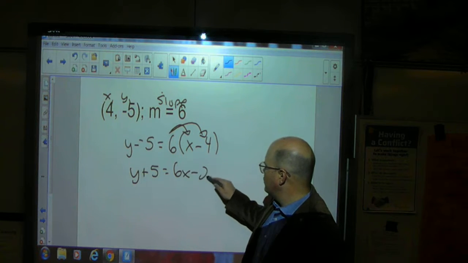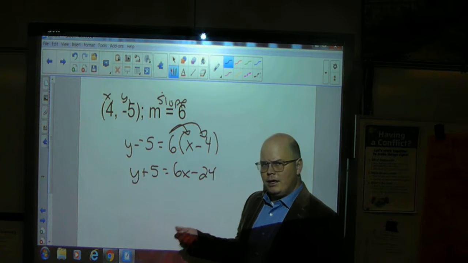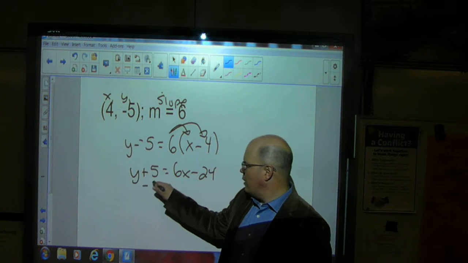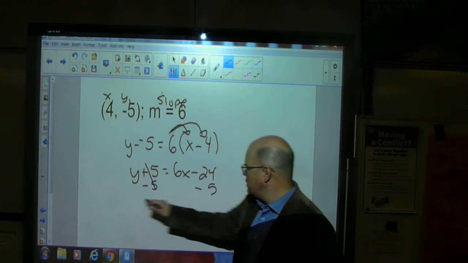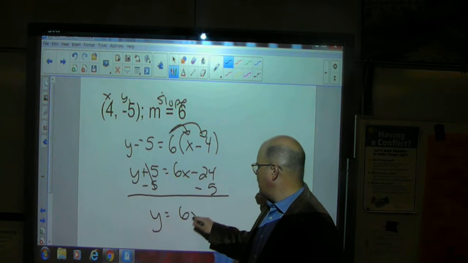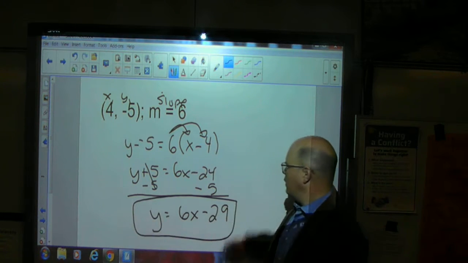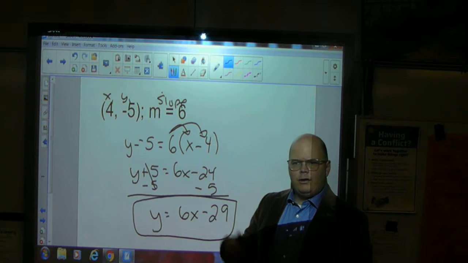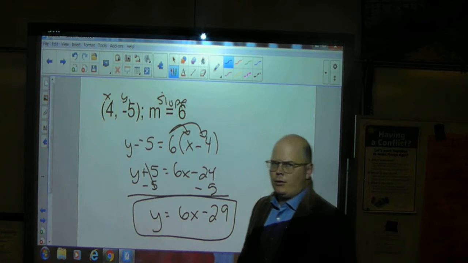6x minus 24. Now that I've put everything in and I've distributed, I need to isolate my y. I'm going to subtract 5 because that's the opposite of +5 from both sides. And I'm left with y equals 6x minus 29. Okay? Now I'm going to give you time to do one more example. Be sure you do it in the third problem box on worksheet number 3 for me.